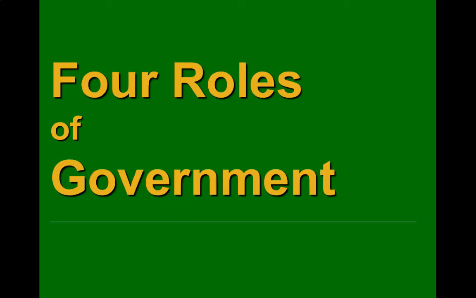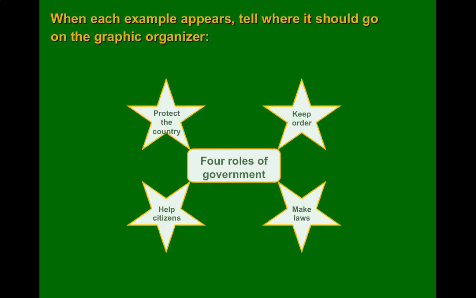There are 4 roles of government. I'm going to go through this fairly quickly. The 4 roles of the government, the first one is to protect the country, the second one is to keep order, third one is to help citizens, and then the fourth one is to make laws.